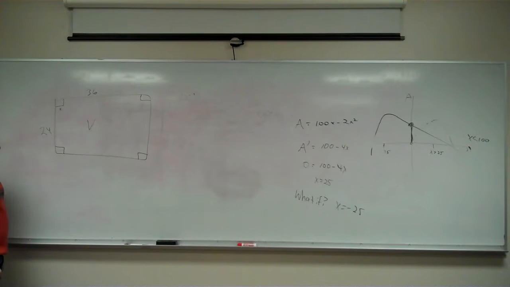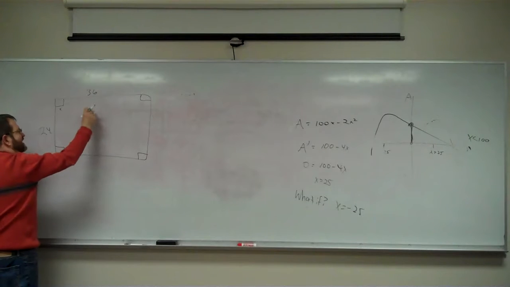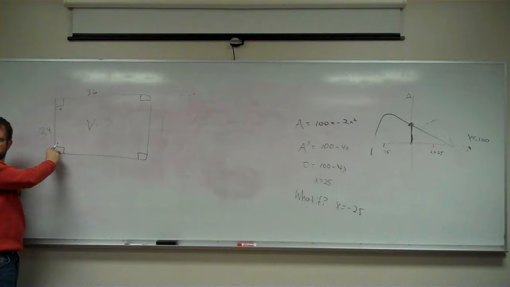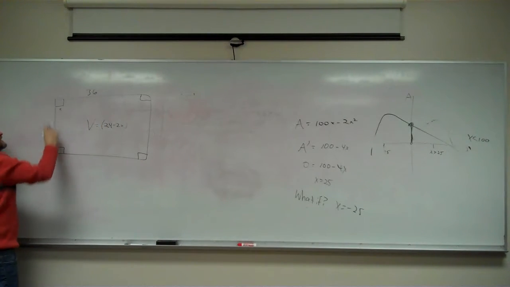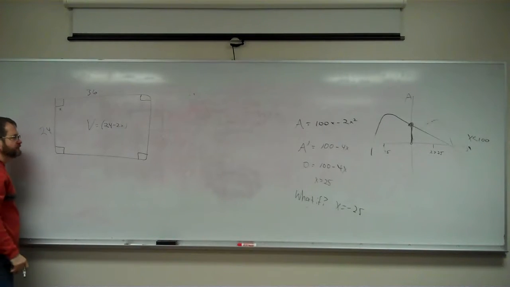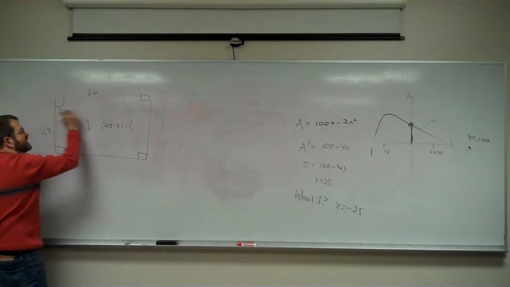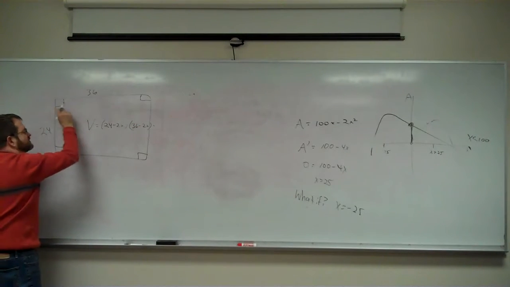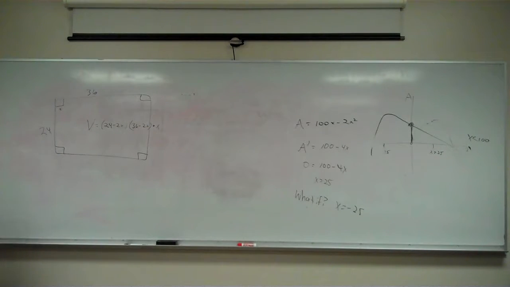Alright, what is the volume of this box? The volume is going to be length times width times height. Length, 24 minus 2x. 24 minus 2x is the length of the box in this direction. It'll be 24 units wide minus this x, times the width, which is 36 minus 2x, times the depth of the box, which is just x. That is our volume equation here.